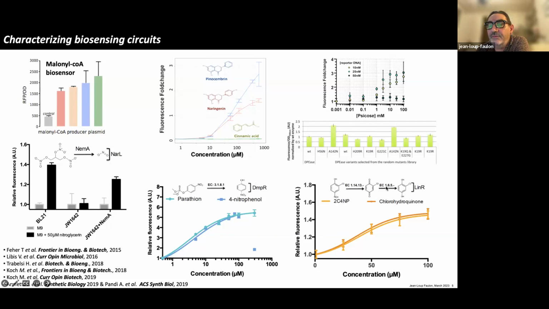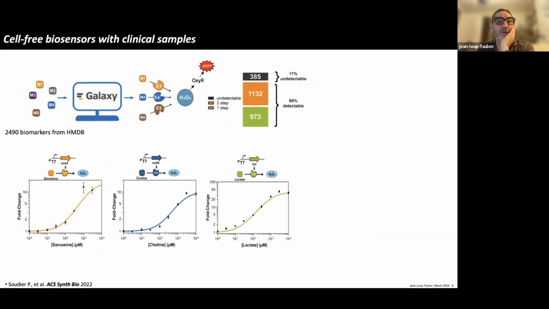Through true enzymatic transformation, you can generate this other compound that is detected by LINAR. So we have a whole panoply of these biosensors that we have built throughout the years. And we have also used these in a more clinical context, and in particular, we are interested in biomarkers that we extracted from HMDB. And we are interested in combining signals together.